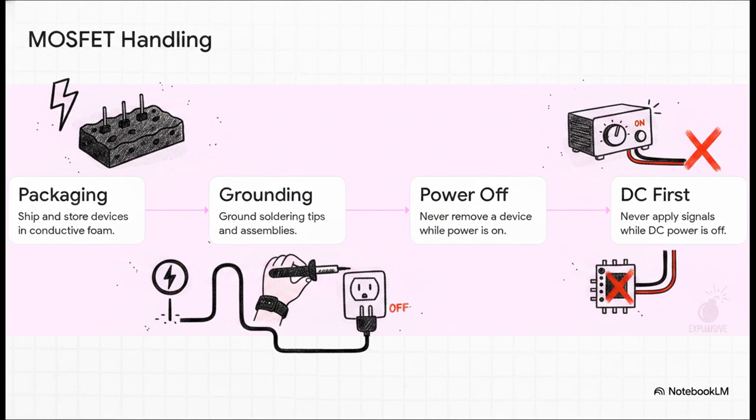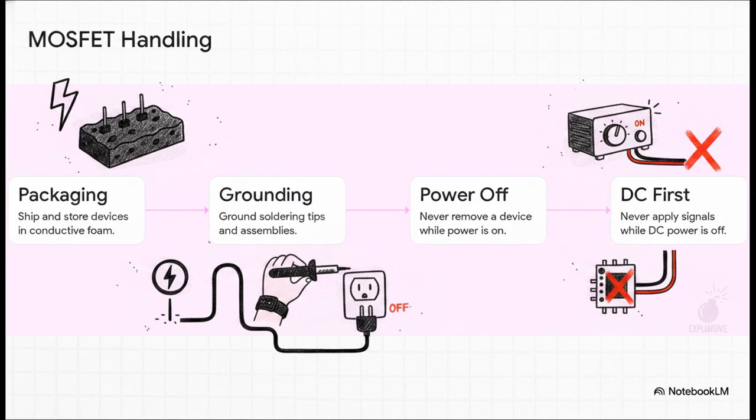The MOSFET's greatest superpower, its insulated gate providing nearly infinite input resistance, is exactly what makes it so vulnerable. Because that resistance is so high, static electricity has absolutely nowhere to go. A tiny, imperceptible static charge from your finger can easily puncture that microscopic layer of silicon dioxide, instantly ruining the device. You have to keep them shipped and stored in conductive foam.